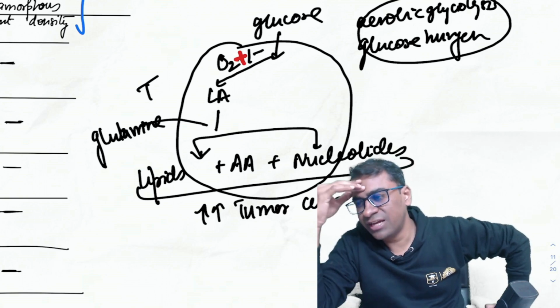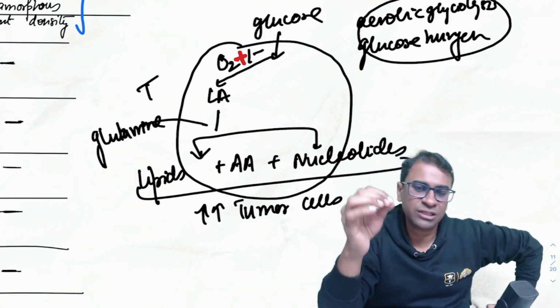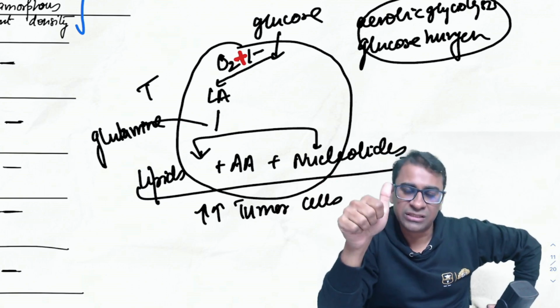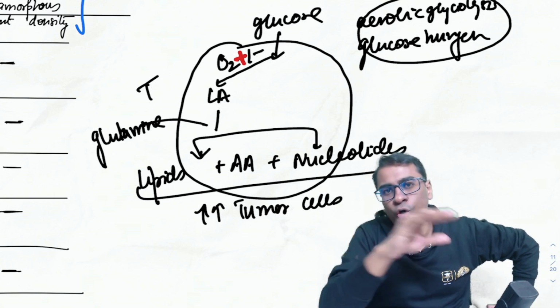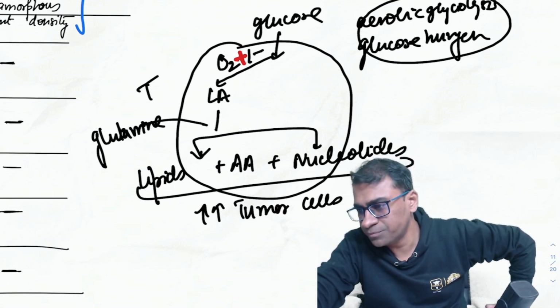So, list of caseating and non-caseating granuloma. Look, in caseating there are only 4 examples, write them down: it is TB, it is syphilis, histoplasma, and coccidioidomycosis. All others are non-caseating. Okay.